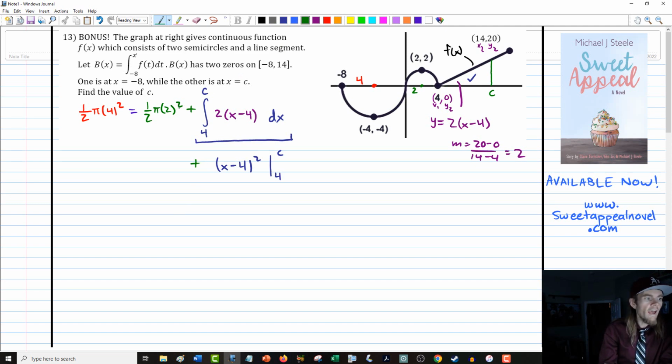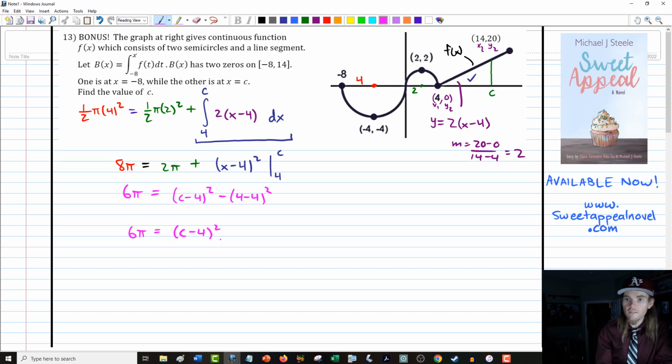On these other portions, we have half of 4 pi, which is 2 pi. And on the other side, we have half of 16 pi, which is 8 pi. And of course, this whole thing is equal. I'm going to move the 2 pi over to clean this up. That gives me 6 pi on this side, equal to the result of the fundamental theorem: (c minus 4) squared minus (4 minus 4) squared. That last bit is just 0, so we have to solve the equation 6 pi equals (c minus 4) squared.